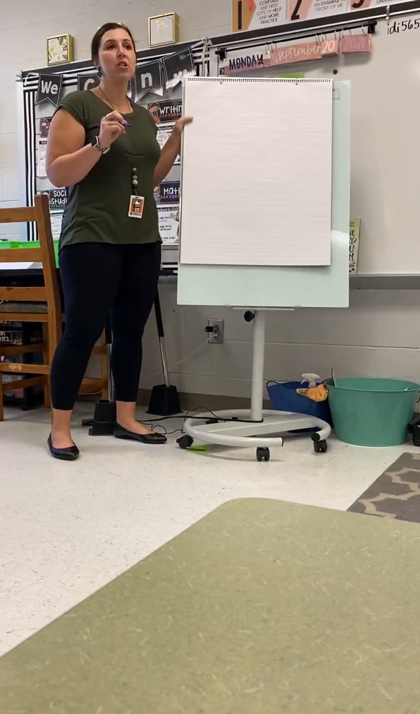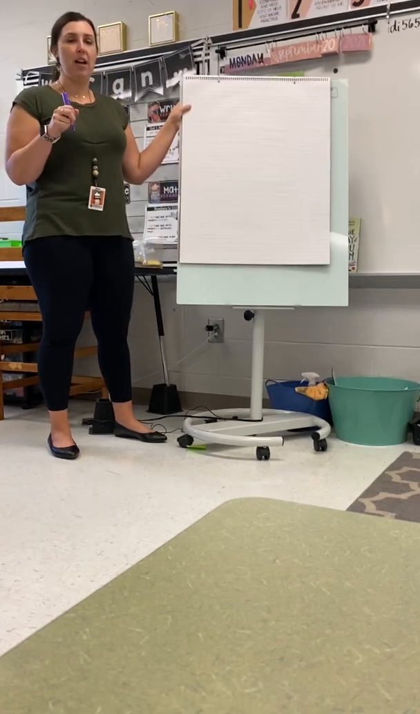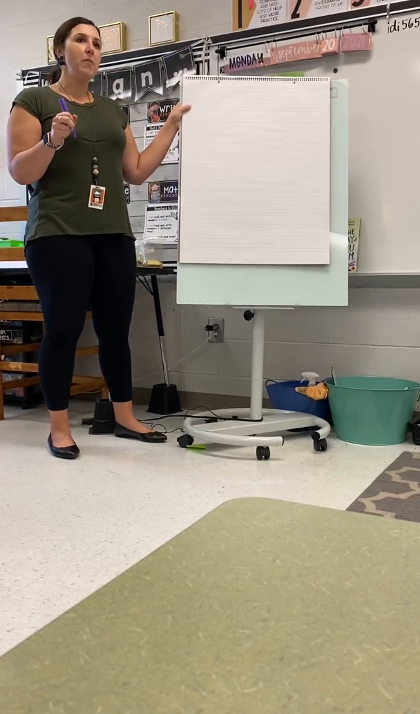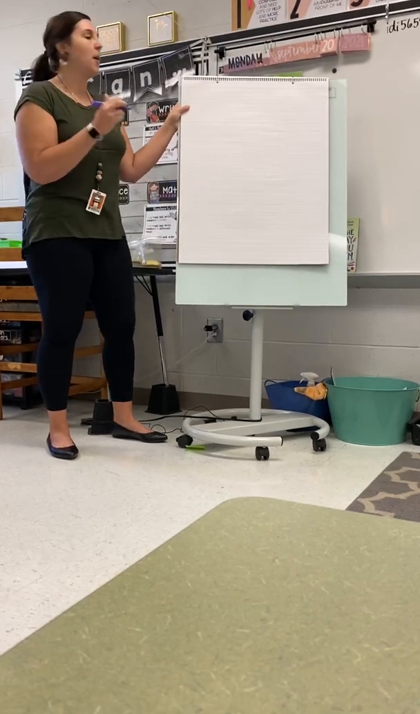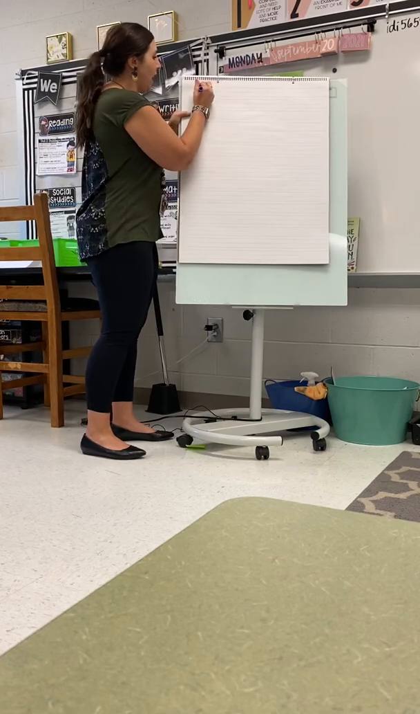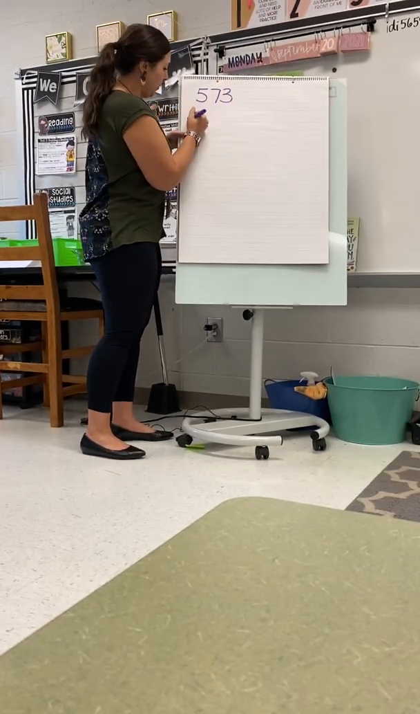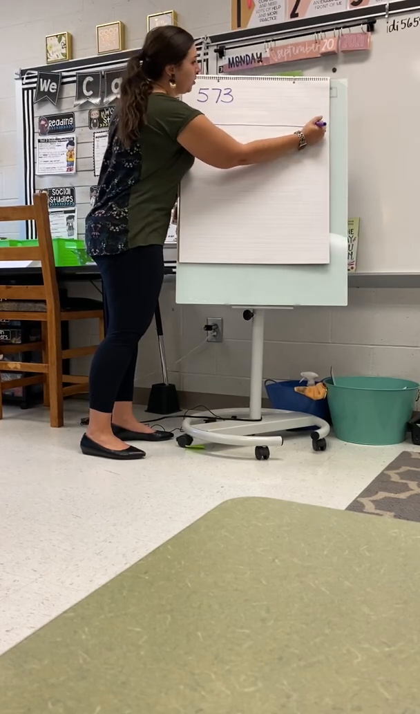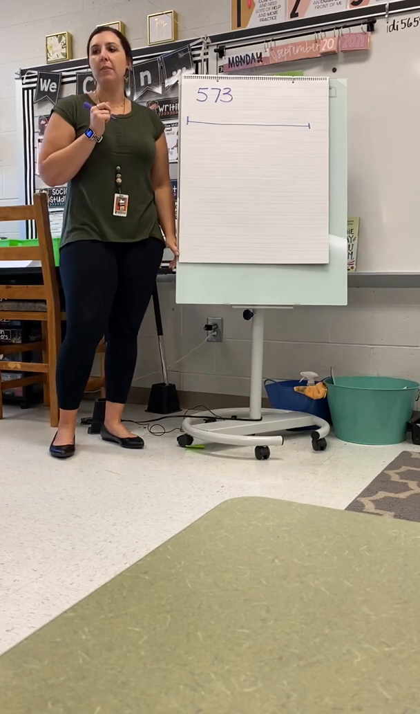So first thing I want you to do on your dry erase boards is go ahead and draw me a number line that is going to show me which two tens this number would be in between. So if I have 573, draw me a number line that will show me which two tens 573 is going to be in between.